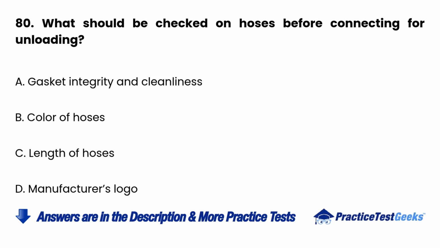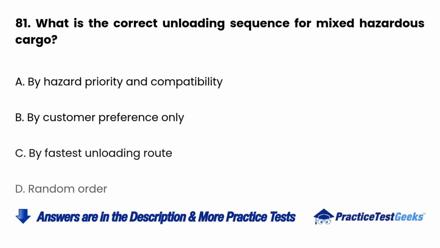81. What is the correct unloading sequence for mixed hazardous cargo? A. By hazard priority and compatibility. B. By customer preference only. C. By fastest unloading route. D. Random order.